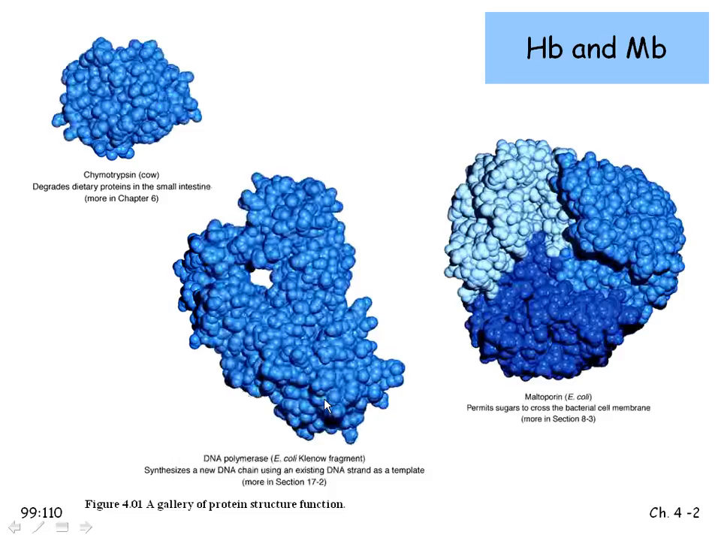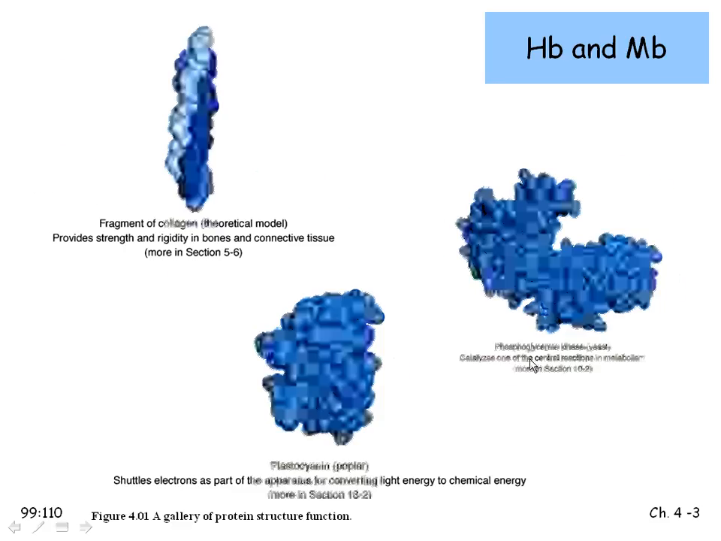Here's a somewhat larger protein, and we're going to see that that kind of pincher shape is related to its function. It's a DNA polymerase, and it's part of a larger molecule. Here we have maltoporin, and it's a transport molecule. You may remember that when we were looking at the genome earlier, a large fraction turned out to be dedicated to transport, because membranes are impermeable without the selective transporters.